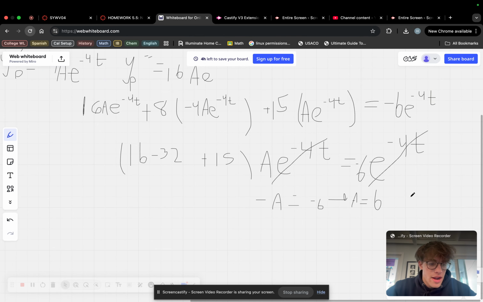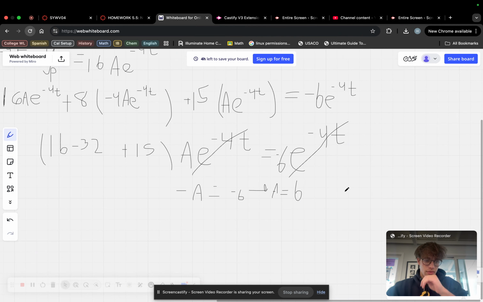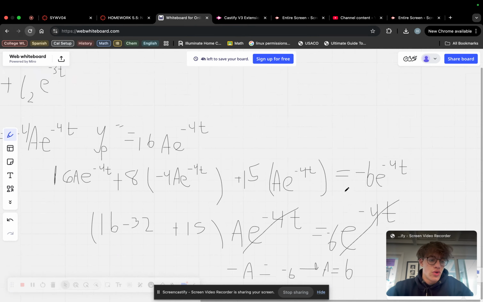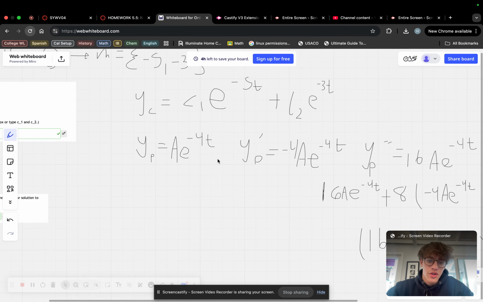Cool. All right, now that we have a equals 6, we could substitute this in for y of p, our particular solution, and then we add that to our homogeneous solution. So we're rewriting y of p with a as 6. We now know y of p equals 6e to the negative 4t. And now we know our general solution is just this plus this.